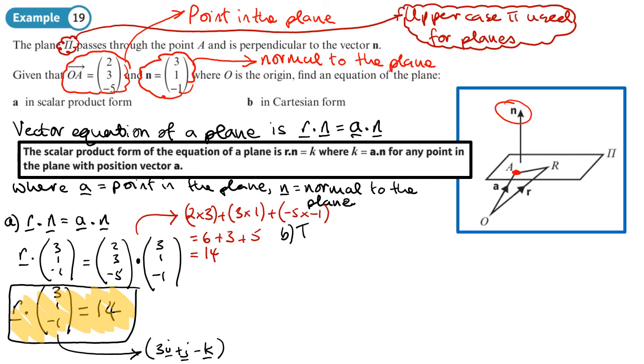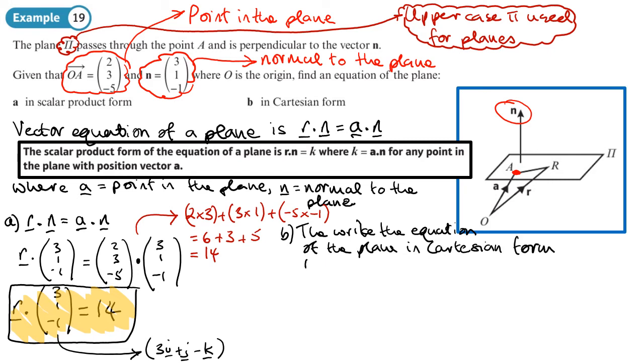So to write the equation of the plane in Cartesian form, replace r with the column vector x, y, z. That's all we do, and then we do the dot product and see what we end up with.